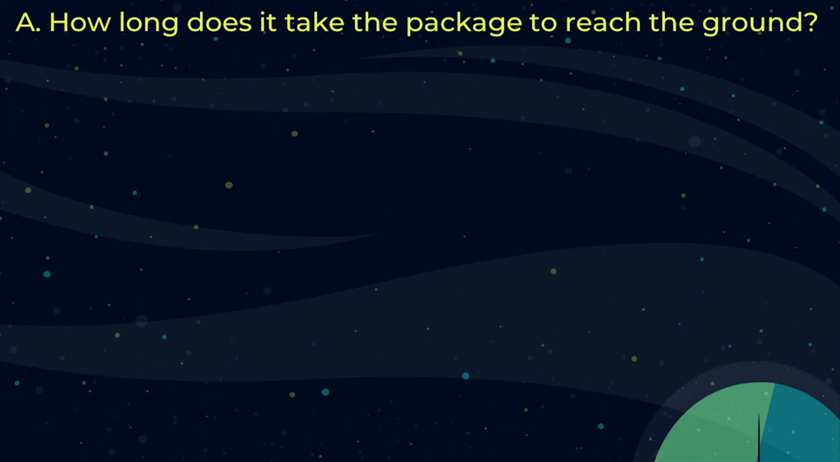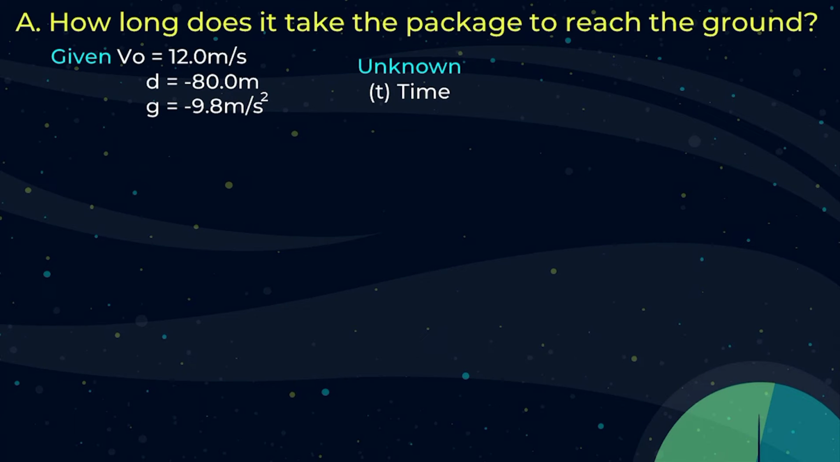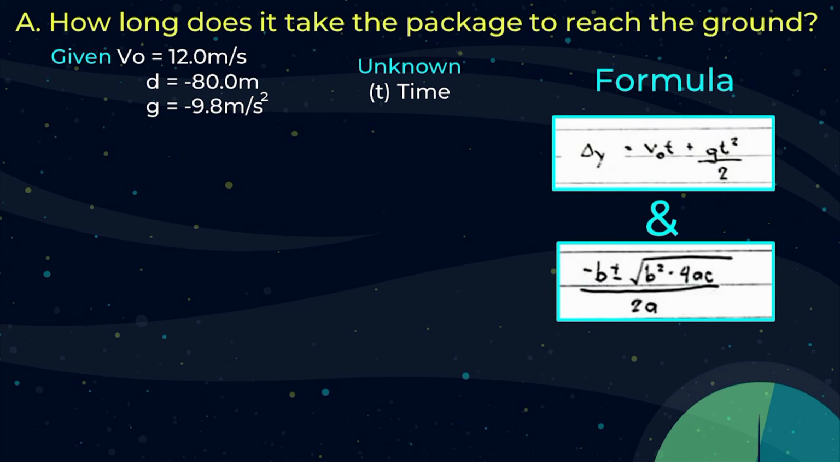For the first question, how long does it take for the package to reach the ground? The unknown value is the time. Since the provided values are initial velocity and height, the formula change in y is equal to initial velocity times time plus acceleration due to gravity times time squared over 2 can be used. Substituting the givens, it will be negative 80 meters is equal to 12 meters per second t minus 9.8 meters per second squared t squared over 2.